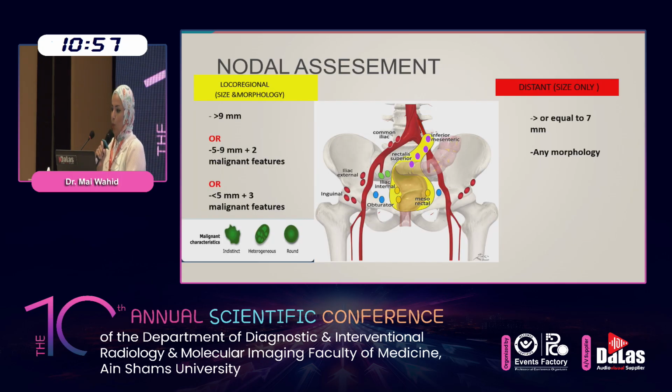The nodal assessment: we have distant or locoregional lymph nodes. The distant lymph nodes are shown here by the red color. They are considered pathological based only on size, regardless of the morphology.